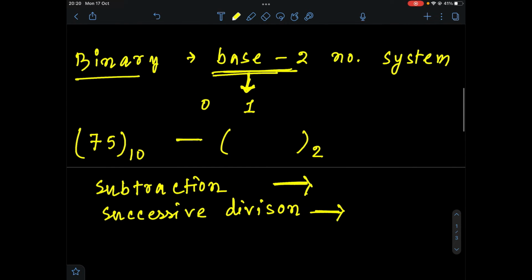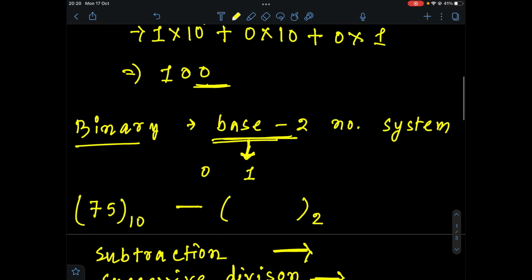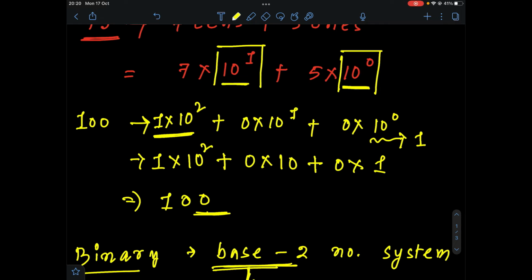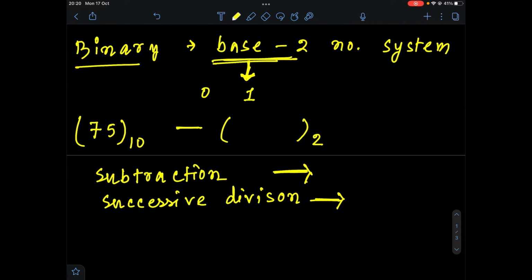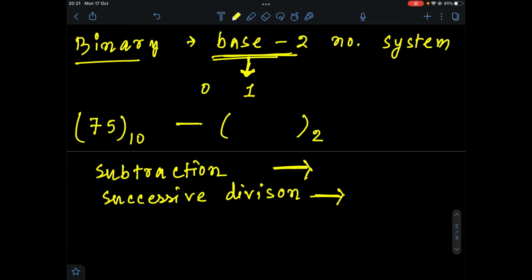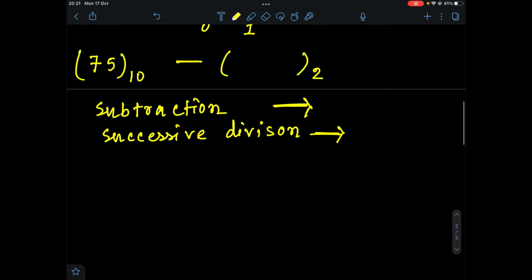So we have 75, and when we were talking about base 10 numbers, it was dealing with powers of 10. Similarly, when we are dealing with the binary number system, it will deal with powers of 2 only. Here comes the main important thing: if you can remember these powers of 2, then it will be very good, because the only important thing here is these powers of 2. So we have to take the powers of 2.